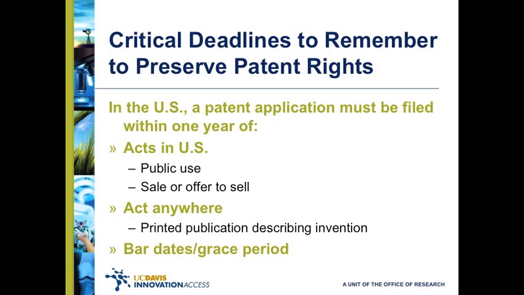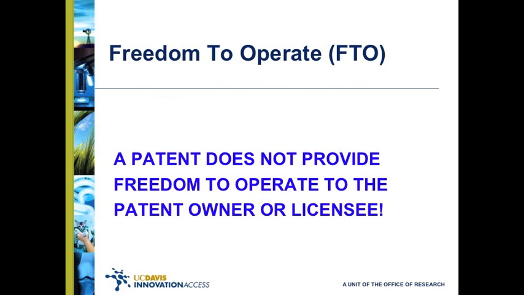Anywhere else, any printed publication describing the invention can constitute a loss of patent rights. It's also important to know what are called bar dates and grace periods. These vary depending on the particular circumstance, and you want to consult your tech transfer office for more information regarding those. Freedom to operate, or FTO.